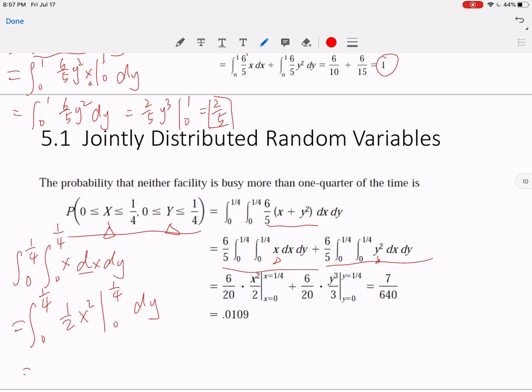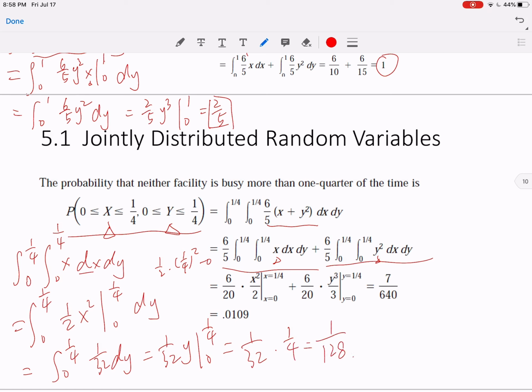And then you just need to plug the 1/4 back into here. It's going to be 1/2 times 1/4 squared minus 0. So that would be equal to 1/32 dy. And that would be 1/32 y from 0 to 1/4. So that would be 1/32 times 1/4, which is 1/128. So that's for the first part.